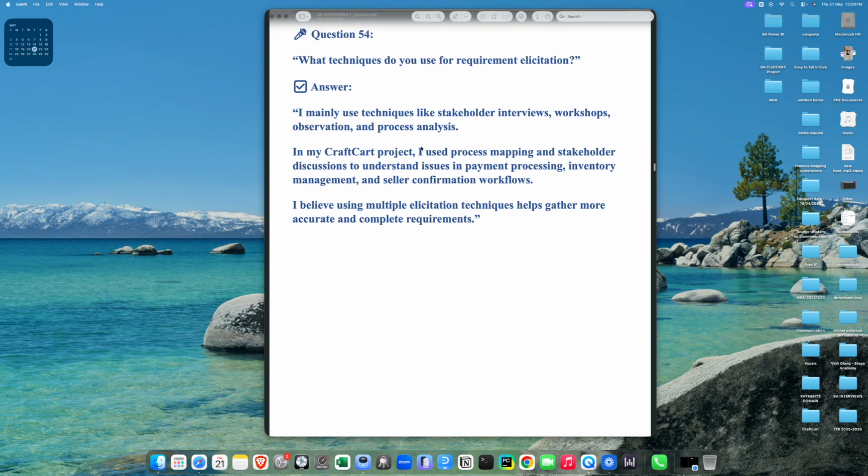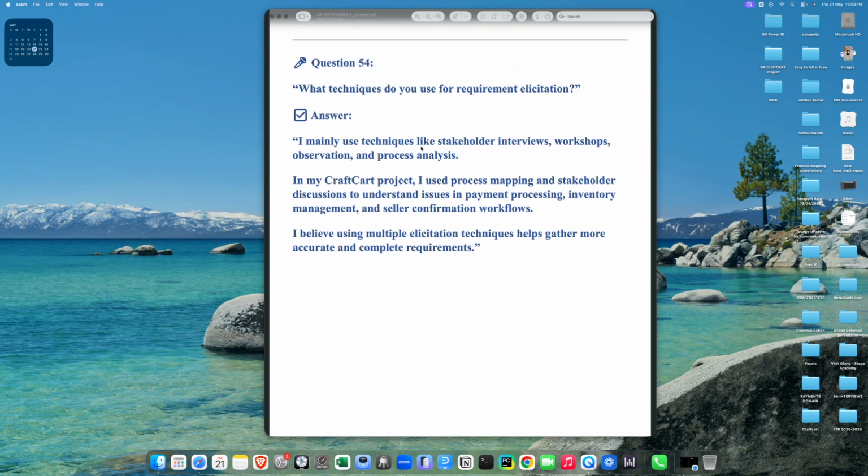So, yeah. How you see, it's very crisp and very small. I believe the answer should not be more complex. It should be very easy to understand. So I used a very short answer for this interview. Because if an interviewer asks, he has less time, right? So you don't give a whole paragraph of an answer, right? So, what techniques do you use for requirement elicitation?